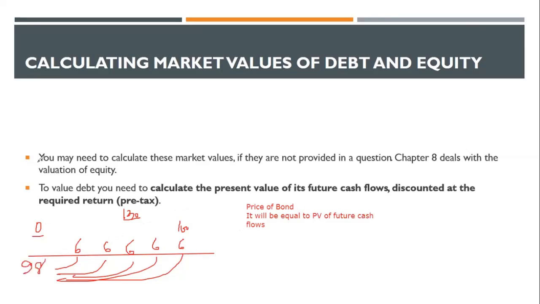Now, maybe on the face of the bond it says 100, but nobody would give 100. The market price would be 98. Why would I give more than what I need? I know that the sum total of all the future cash flows is just equal to 98. I can't pay 100.